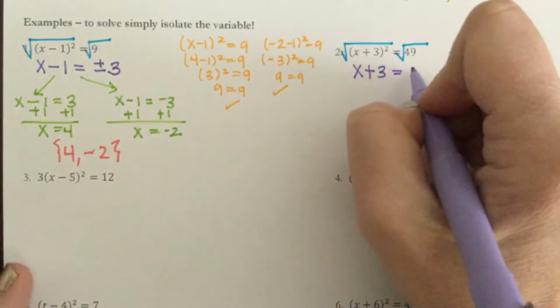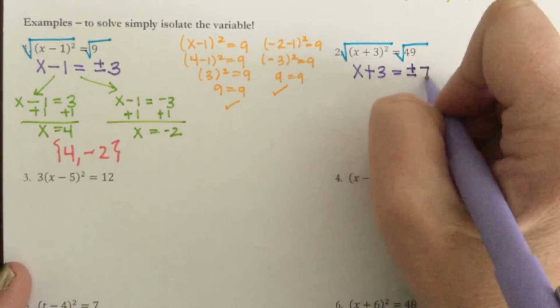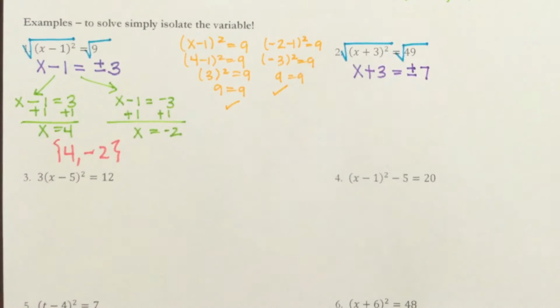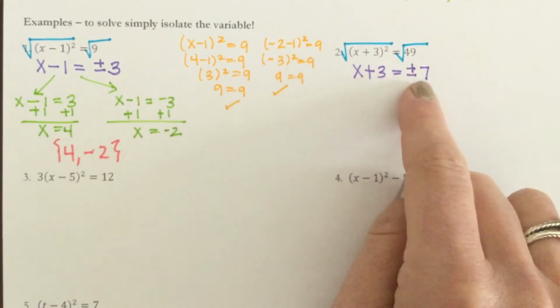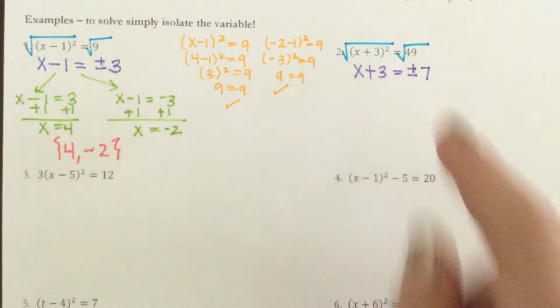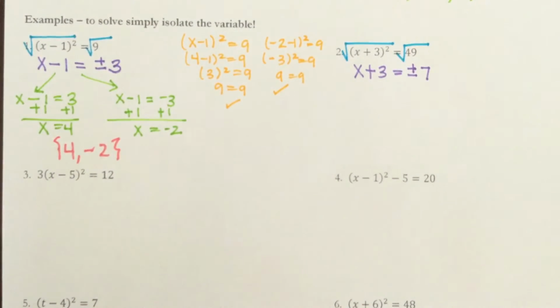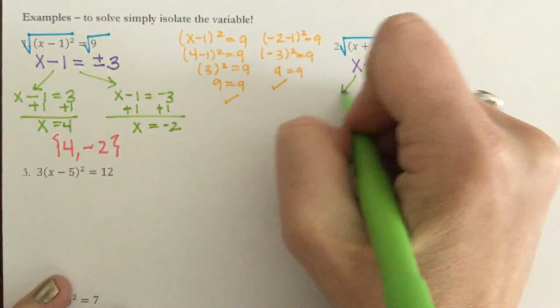The square root of 49 is 7, but remember, we now have to include a plus or minus with our 7 because both positive 7 squared and negative 7 squared will make 49. At this point, our equation is equal to two different values on this side. So we're going to split this into two smaller linear equations.